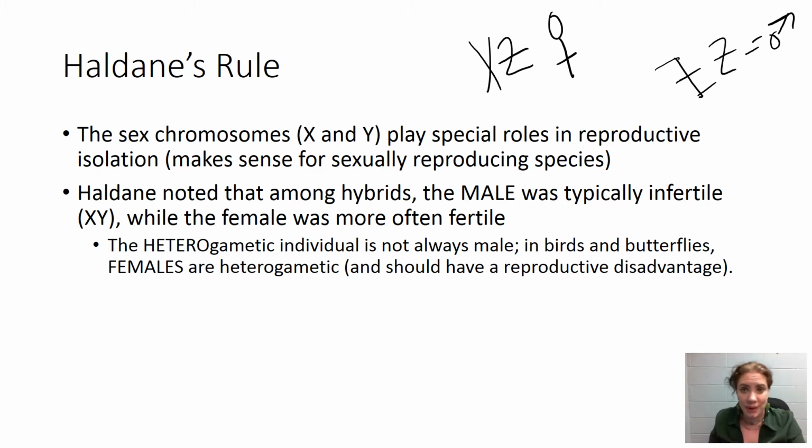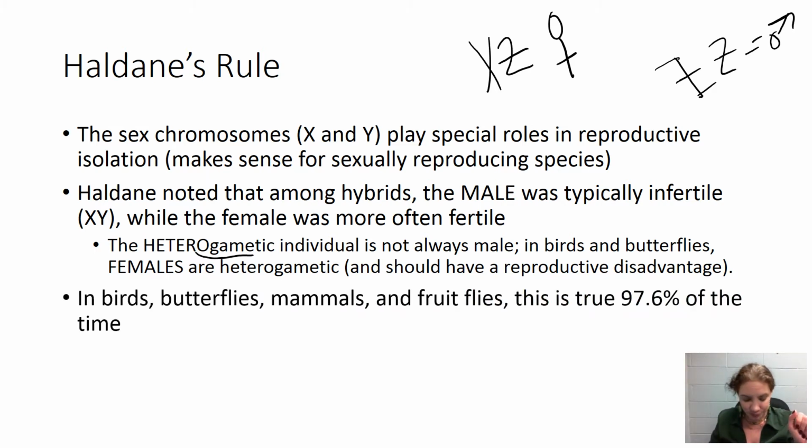So this is why we have to specify the heterogametic individual, the one with the mismatched set of chromosomes, the XY critter, is the one that should have the reproductive disadvantage and is more likely sterile. Okay. So we've looked at this. Since Haldane came up with this idea, it's been investigated in birds and butterflies and mammals and fruit flies, and it's true something like 97.6% of the time, which means Haldane was really onto something.